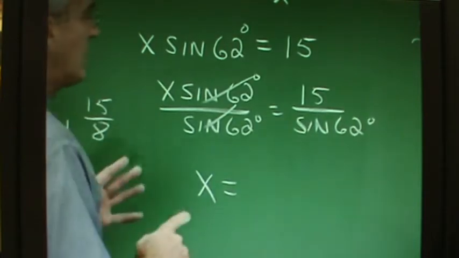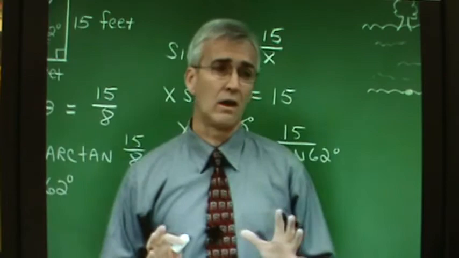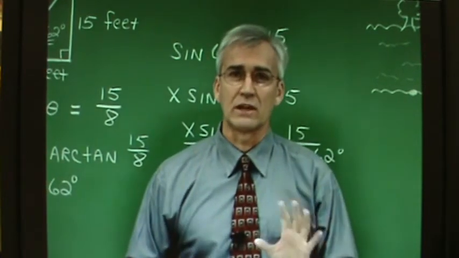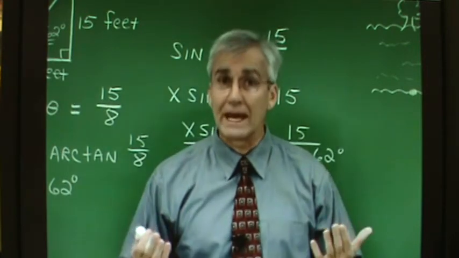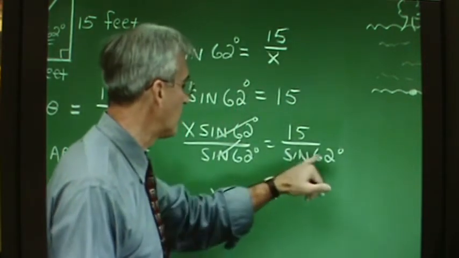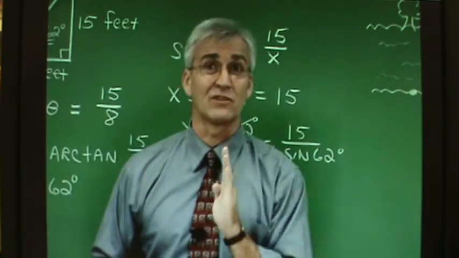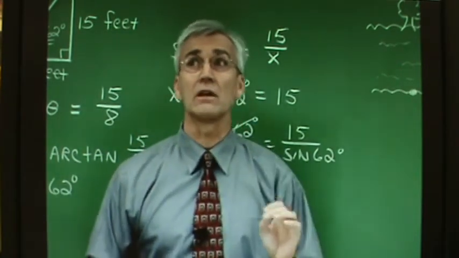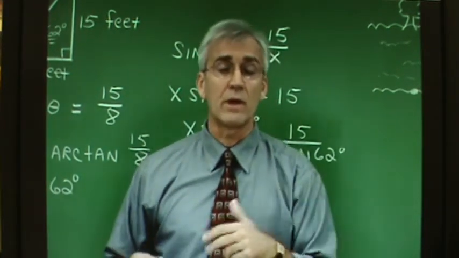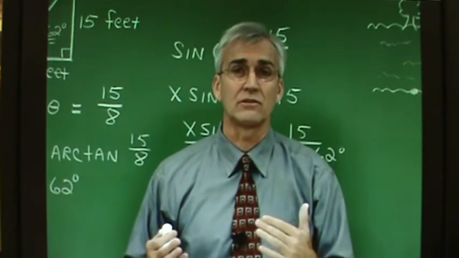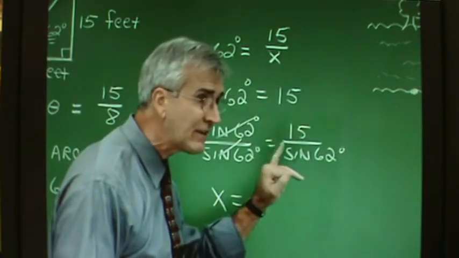Now, I do want to mention in this problem that I have created a situation where the value of x is not going to be exact here. And the reason it's not is because I estimated the size of the angle. The angle, remember, of 62 degrees was an approximation. And it was exactly arctangent of 15 over 8. You see, that's the exact value, but we approximated that angle to be 62 degrees. So we're using an approximation here, not an exact value.